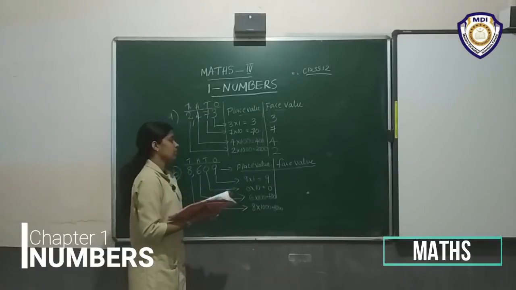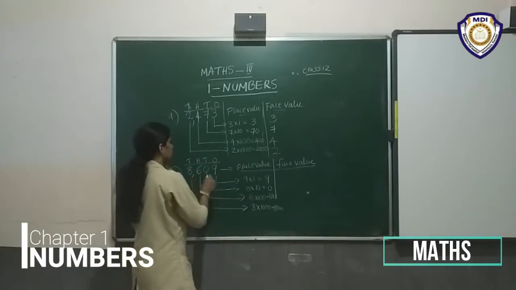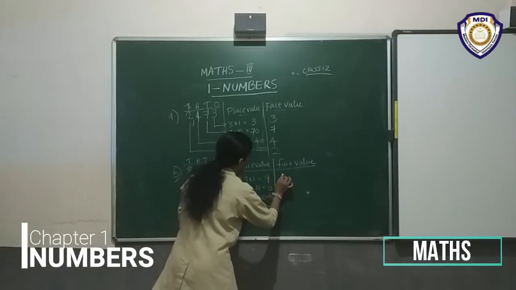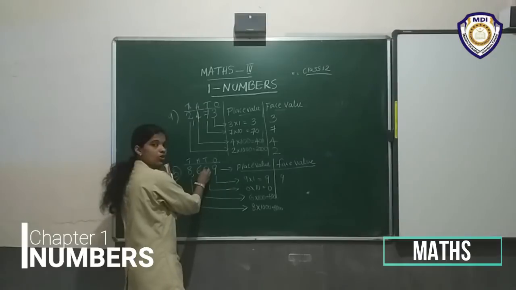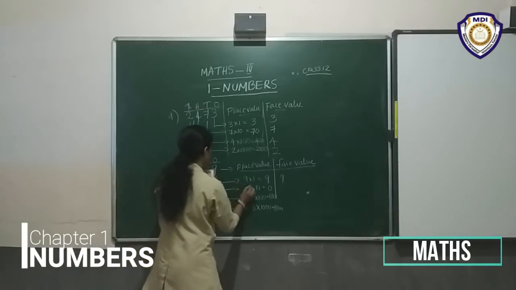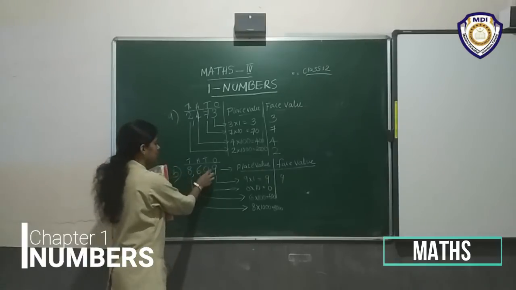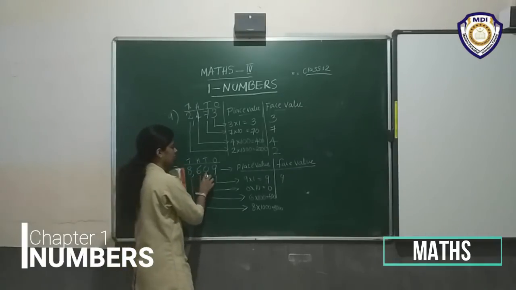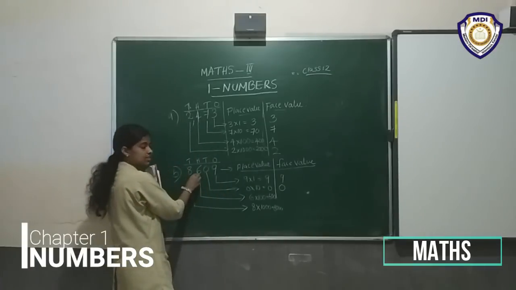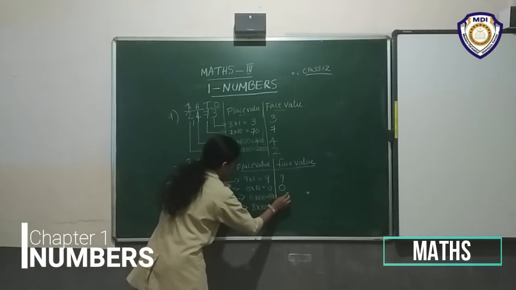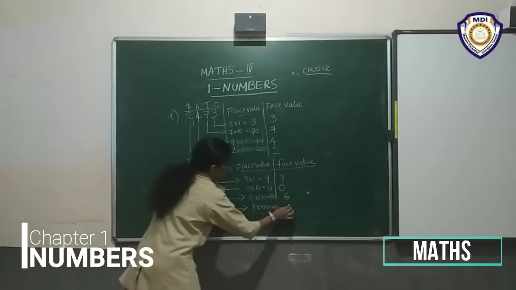Next, find out the face value. Face value of 9 itself. Face value of tens. Sorry, face value of 0. Face value of 6, 6 itself. Face value of 8, 8.